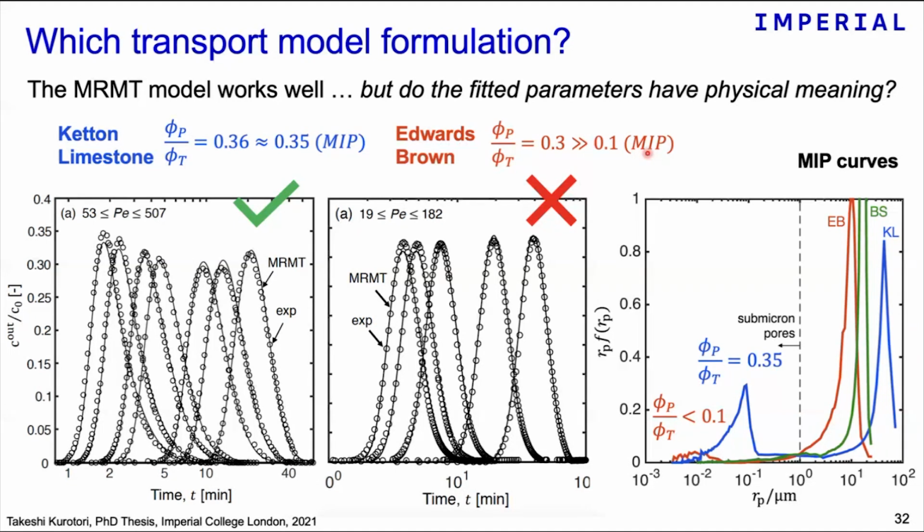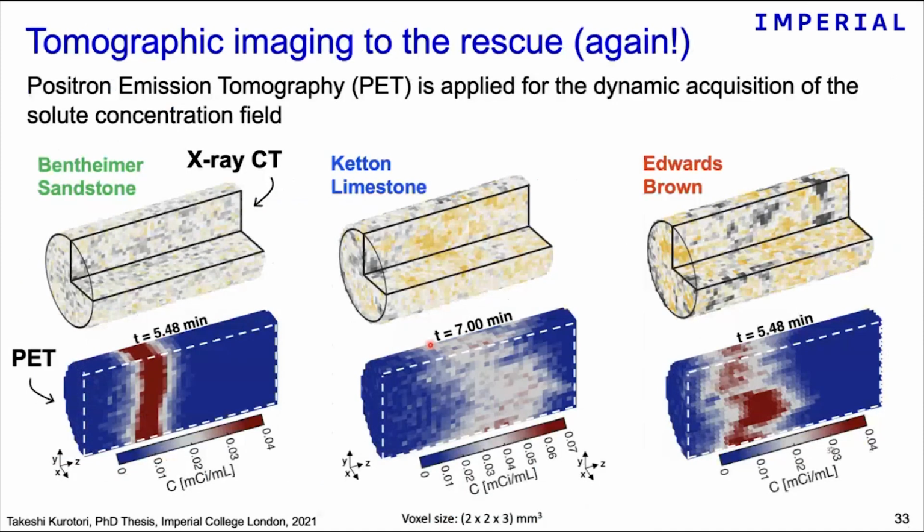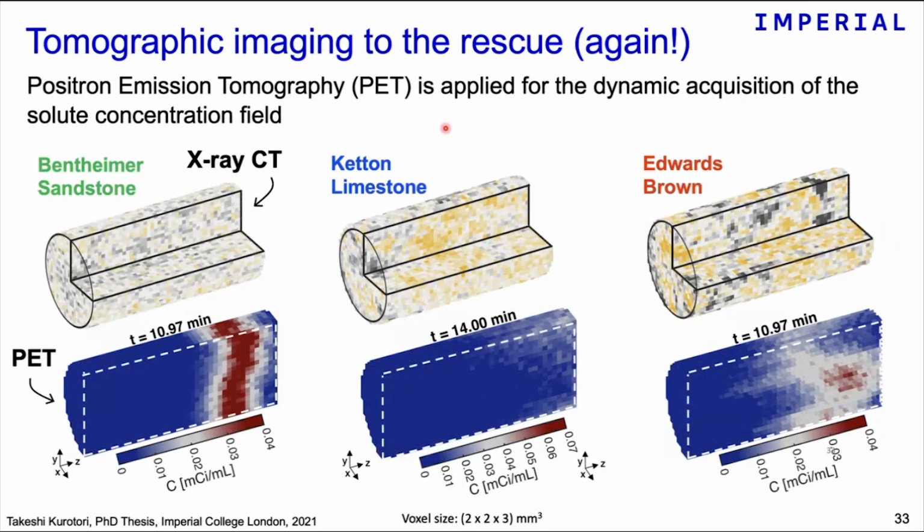So this might indicate that the model was providing a very good fit to the data, but mostly because of additional parameters, but was not presenting, let's say, the correct physical interpretation of the transport process. And that's where we resorted again to imaging techniques to better understand what was going on.